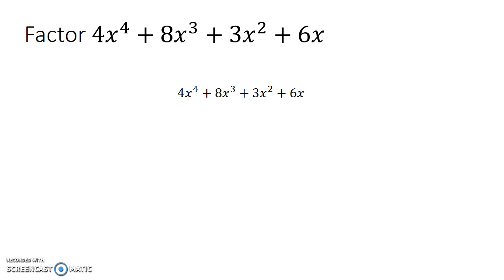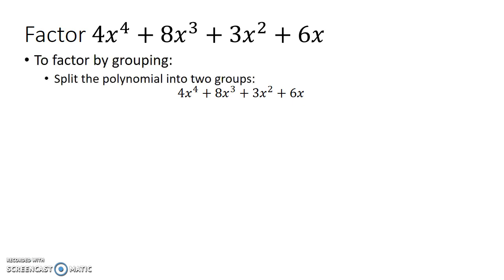So let's say, for example, we wanted to factor 4x to the fourth plus 8x to the third plus 3x squared plus 6x. The first thing we're going to do is split the polynomial into two groups. In this case, our first group is 4x to the fourth plus 8x to the third, and our second group is 3x squared plus 6x.